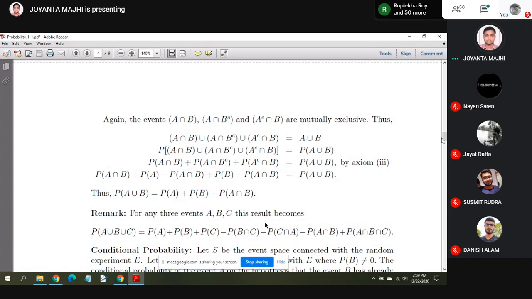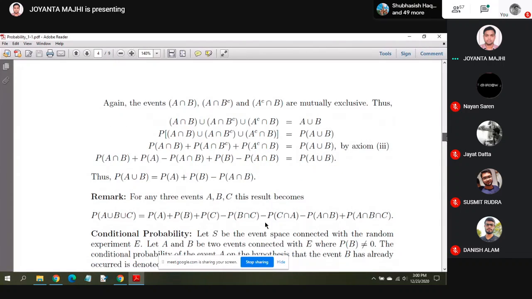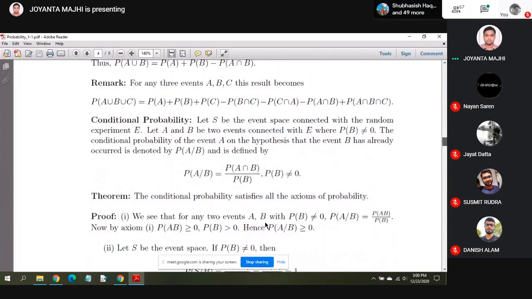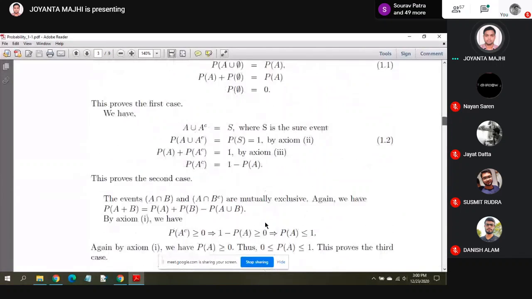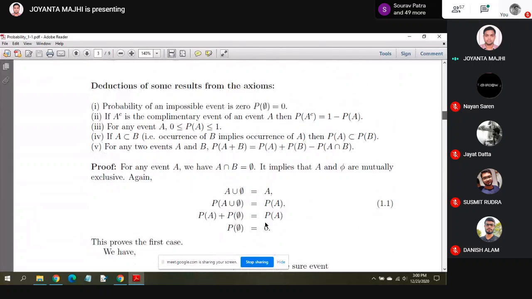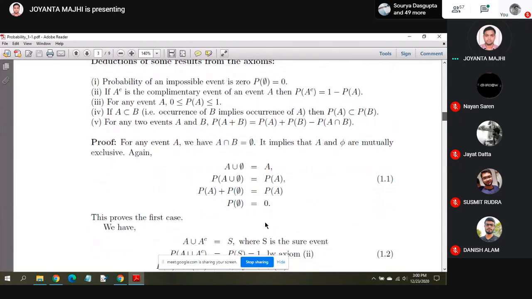If there are three events A, B, and C, then probability of A union B union C is equal to probability of A plus probability of B plus probability of C minus the intersections of them taken two at a time, plus the intersection of these three events. All the proofs of these results are here. You can check this. If there is any doubt, then ask me.